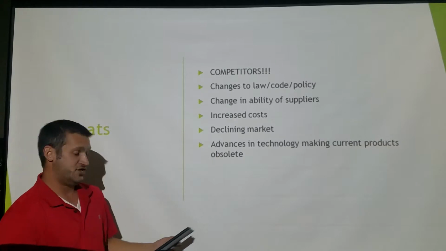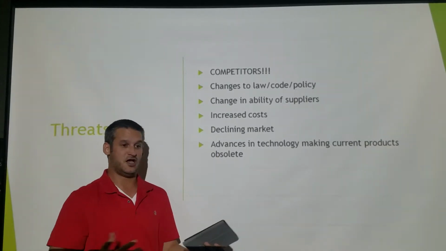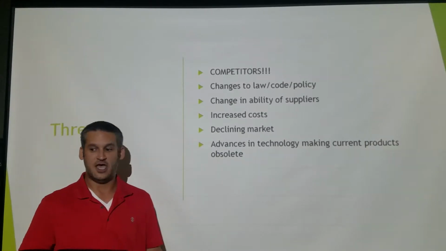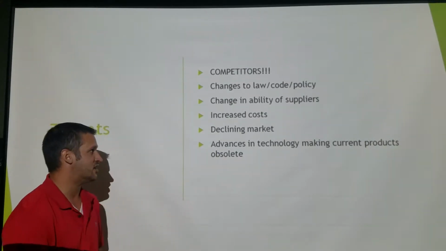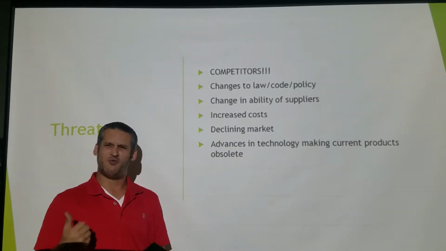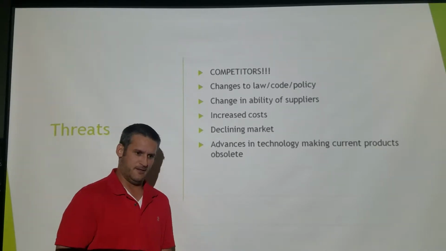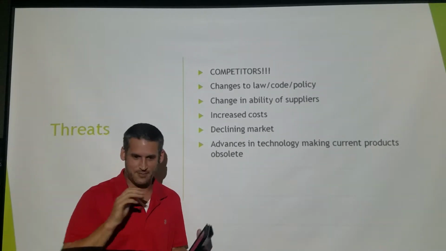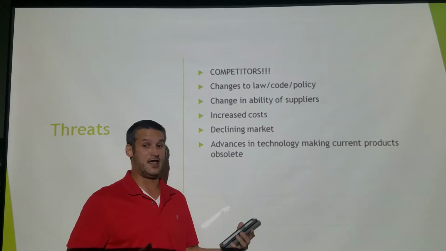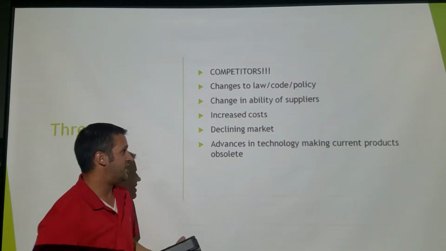Biggest threat: changes to law, code, and policy. If you have changes to laws, you might have to use different raw materials, or get them shipped from further away, and that's going to cost you more. Declining market: maybe you have a product that's more of a want than a need, and things might go bad in the economy, and people should be buying their needs before they buy their wants. So that can cause a decline in market.